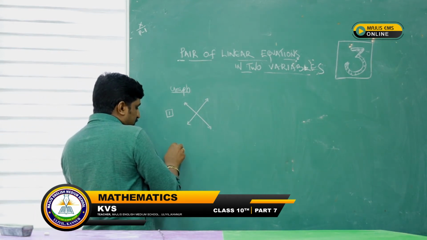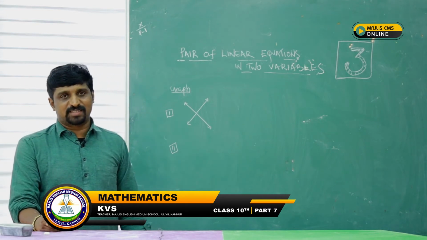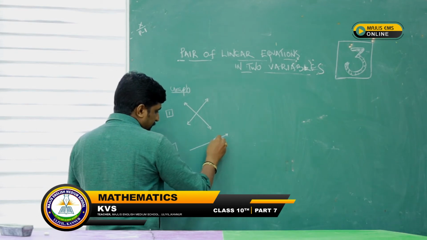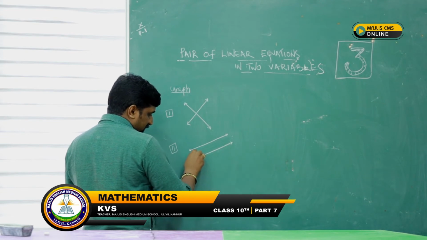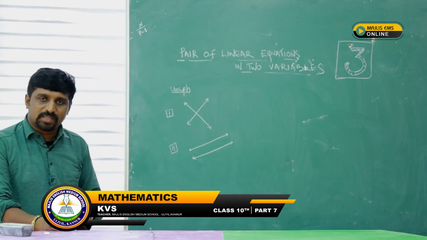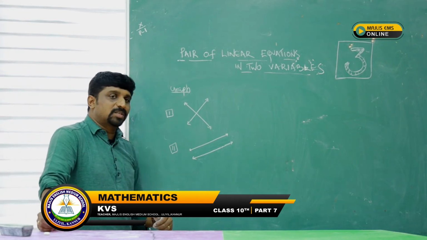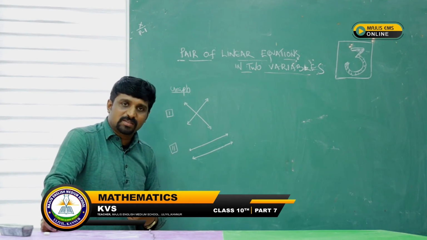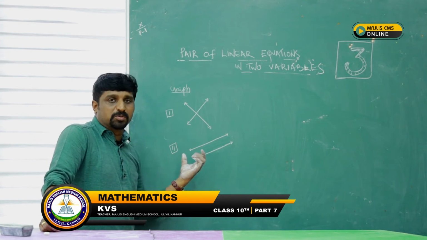The second case, the lines will not intersect anywhere. That means, suppose the first line moves like this, and the second line moves like this. This is the second possibility. In the first case, the two lines intersect at one point. And in the second case, the two lines will not intersect anywhere. Those lines are known as parallel lines.